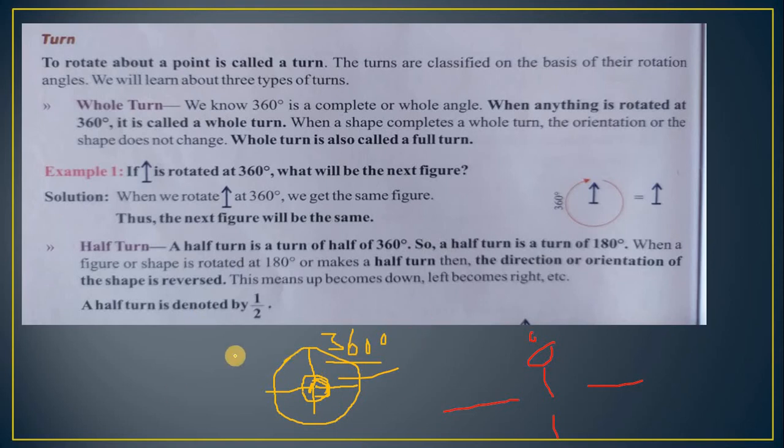Complete turn means complete angle, or you can say it is a whole turn. So that is known as a full turn. That full turn is represented by an angle of 360 degree.